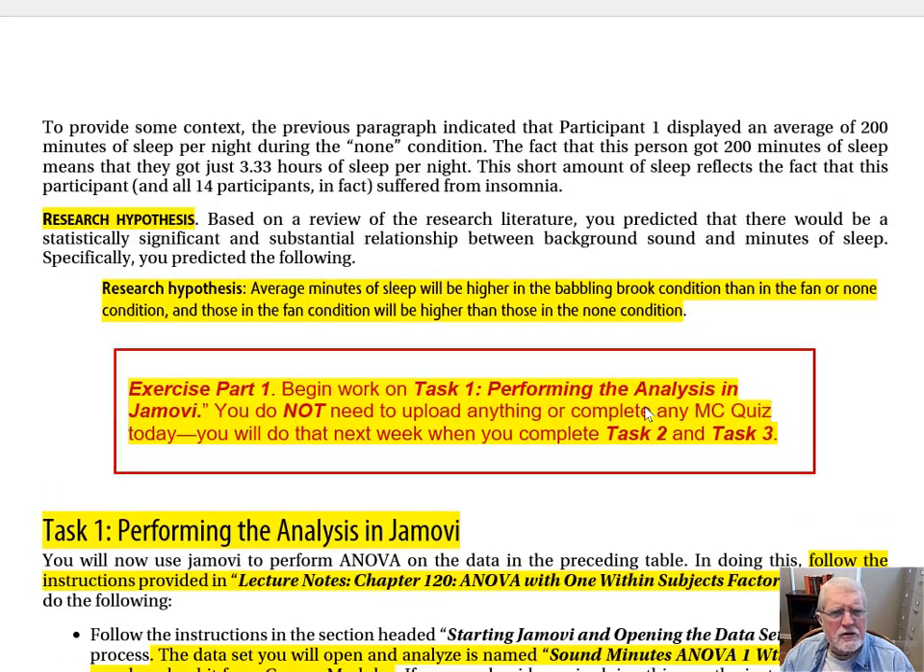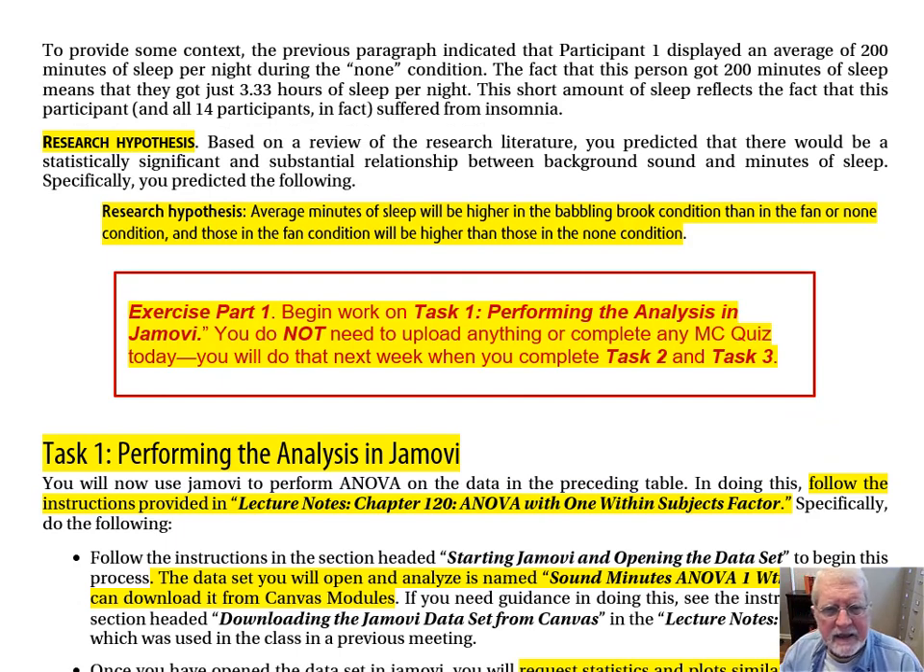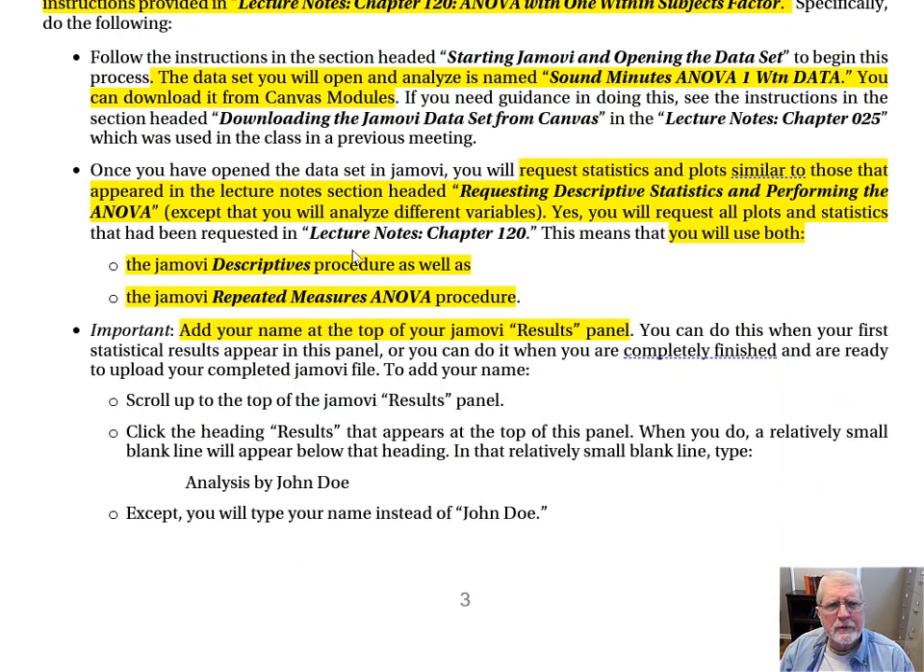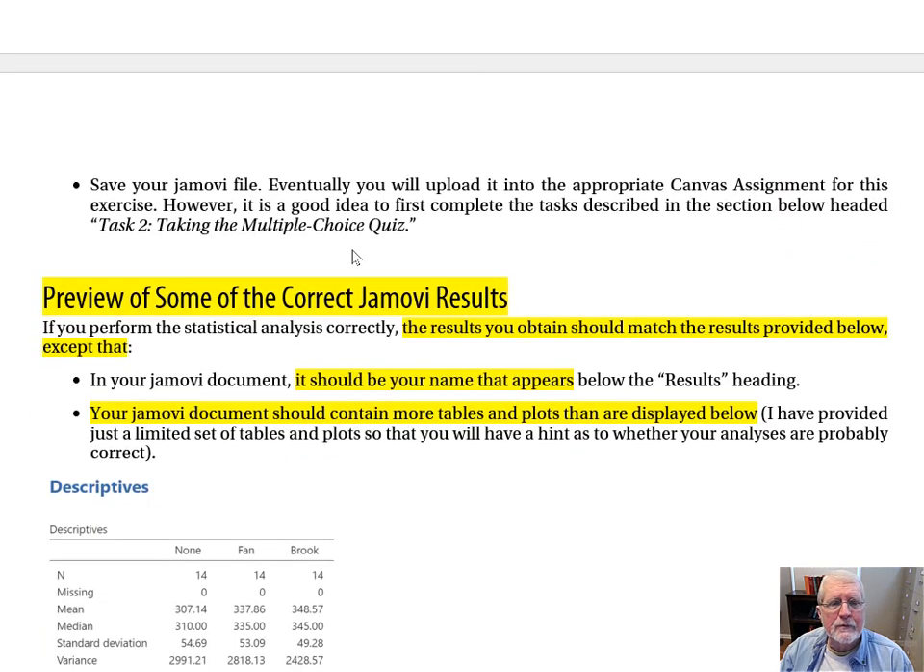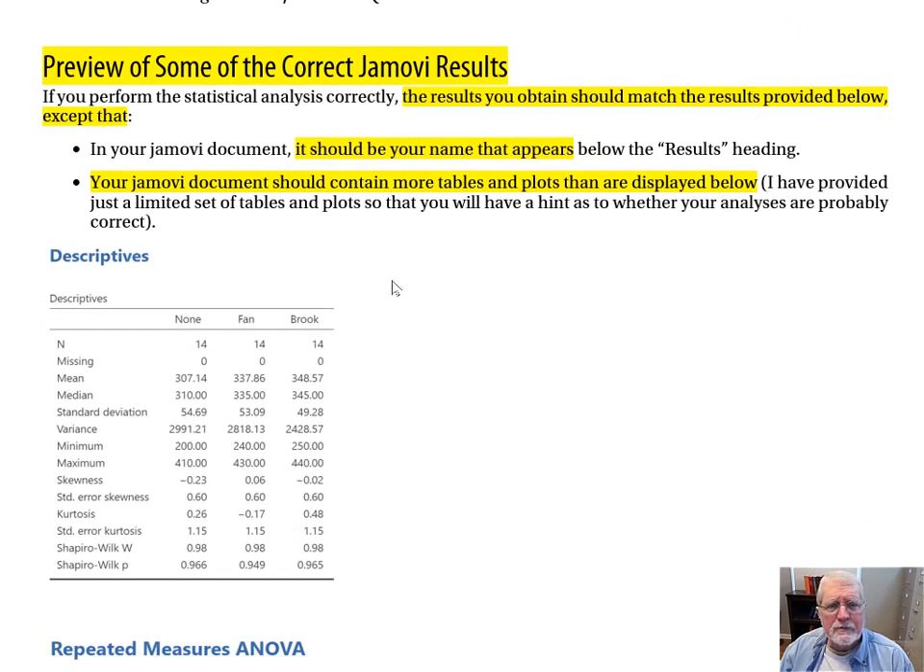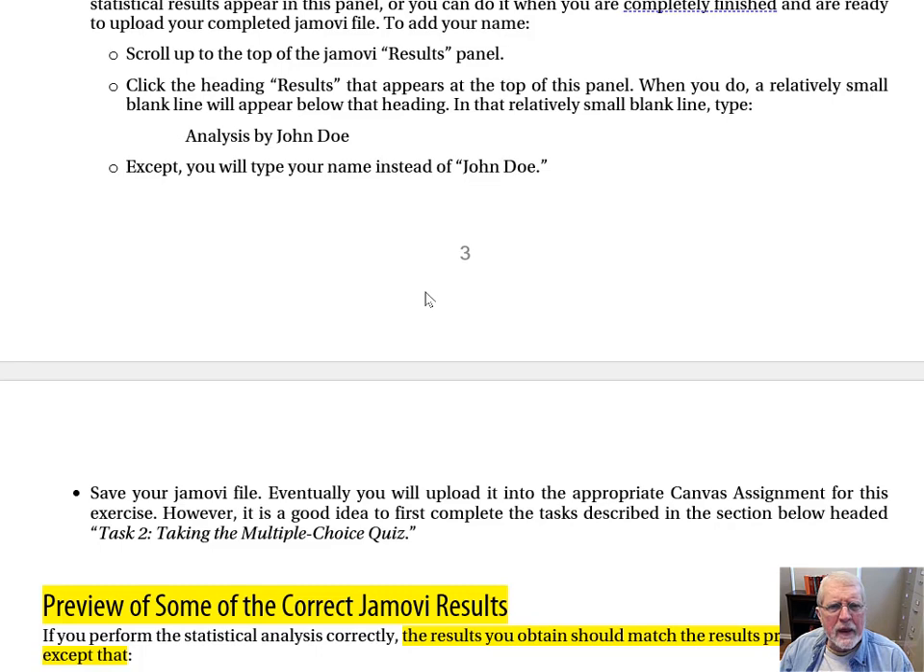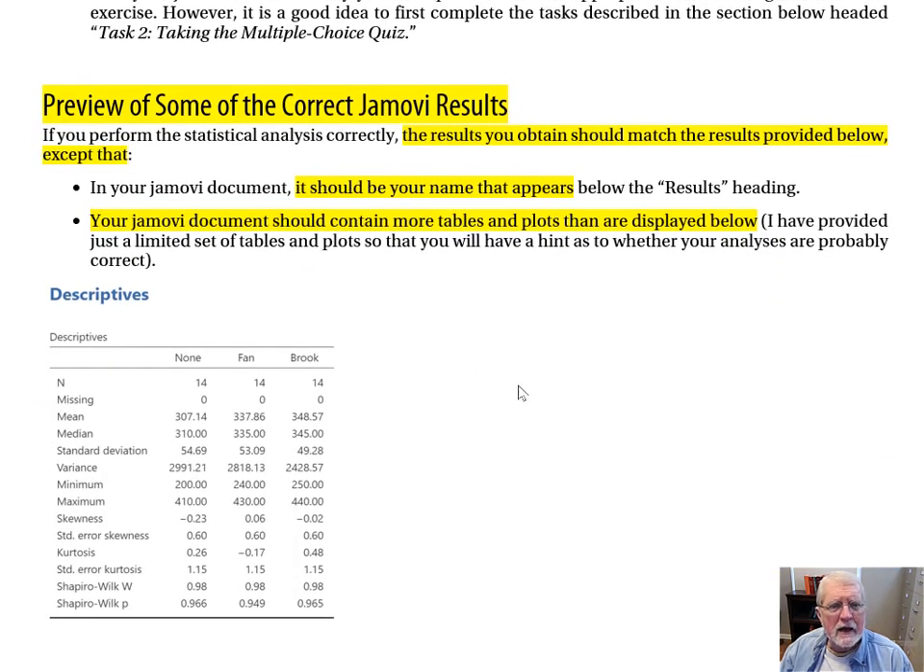And on page 3 of the exercise handout, we have this box that says, begin work on task 1, performing the analysis. You don't need to upload anything or complete your quiz yet. We knew that you were going to do that this week. It's this week you're going to do task 2 and task 3. So last week you followed these instructions, you performed the analysis, and if you performed your analysis correctly, your results should have matched these preview results that I provide on page 4 of your exercise handout.